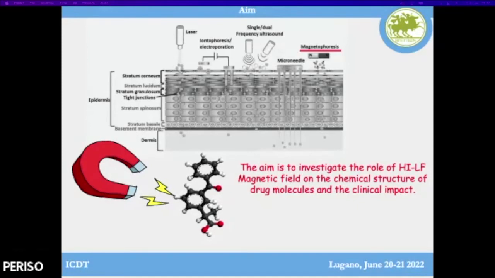The aim of this work is to study the effect on the molecule. So is the molecule modified when a magnetic field is applied or not? This is an interesting topic because it can have an enhancing effect, as previously said, or the net effect can be annulled.